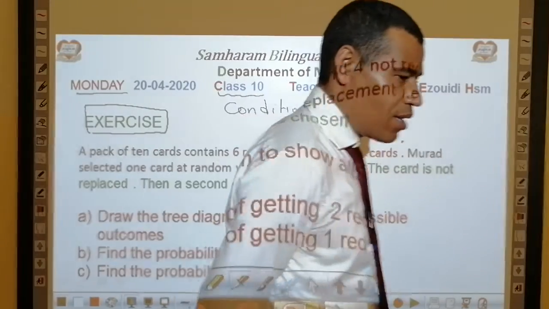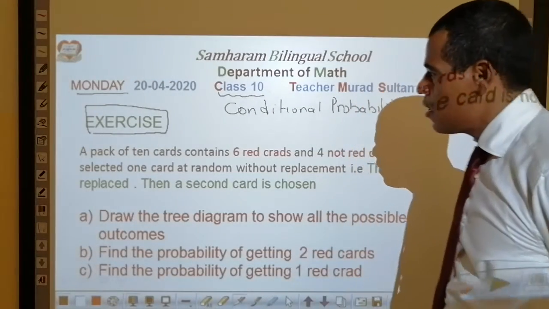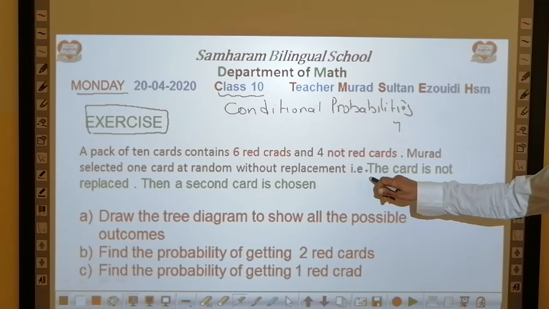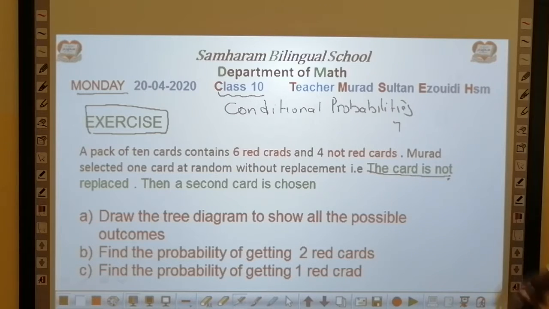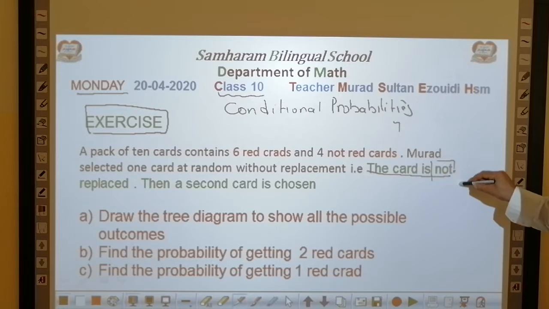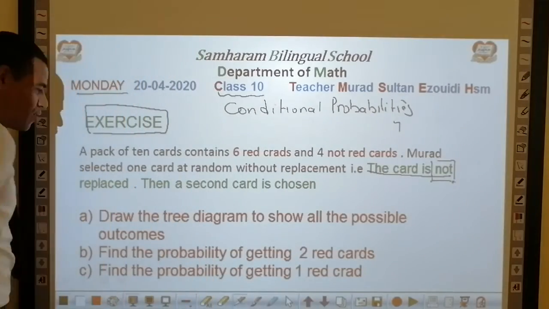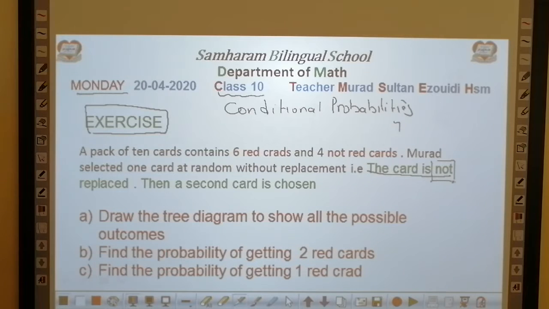I will give you 2 seconds to read the question. A pack of 10 cards contains 6 red cards and 4 not red cards. Murad selects 1 card at random without replacement, which means the card is not replaced. Then a second card is chosen. Draw a tree diagram to show all the possible outcomes. Let's do it.